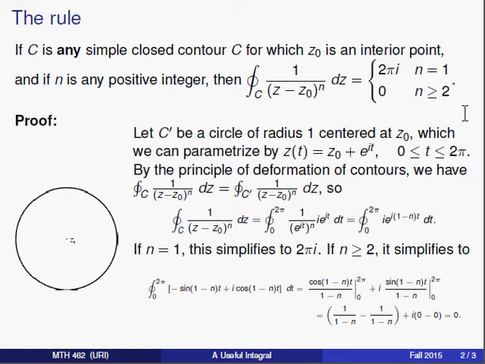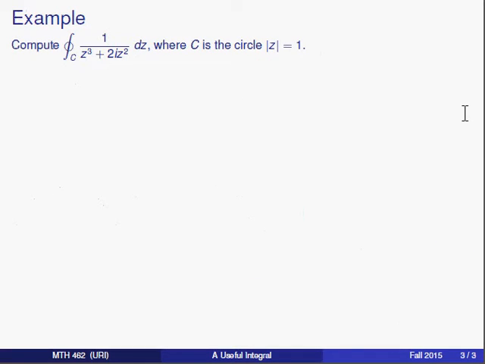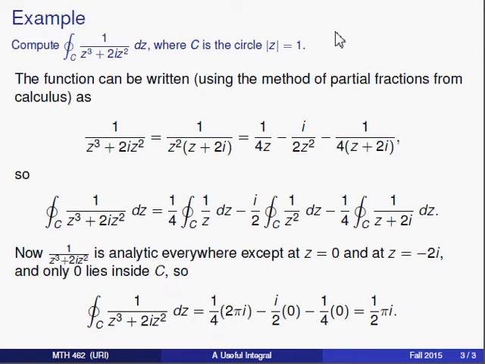Alright, so having proved this rule, let's now take a look at a problem involving an integral. Suppose that we're asked to compute the integral of 1 over (z cubed plus 2i z squared), where we're evaluating that integral along the contour C, where in this case C is the unit circle centered at the origin with radius 1. Now, we can reduce it to a problem where we can use our rule by taking the integrand, 1 over (z cubed plus 2i z squared), and writing it in terms of partial fractions.